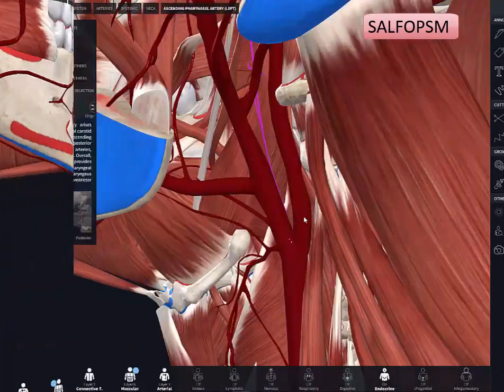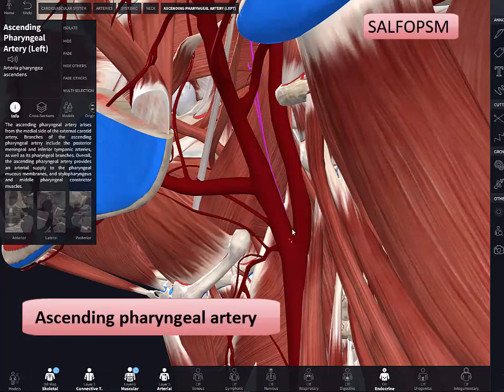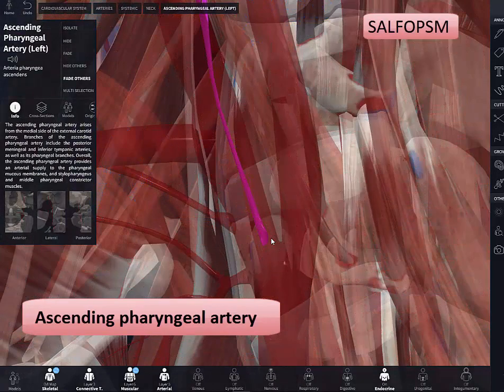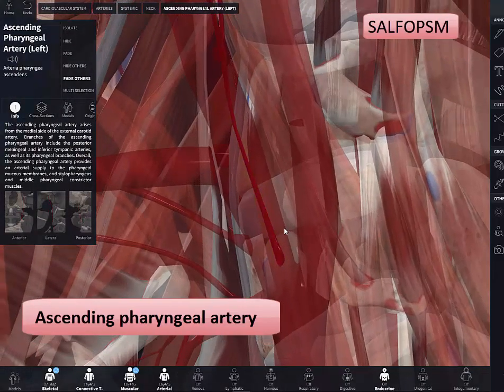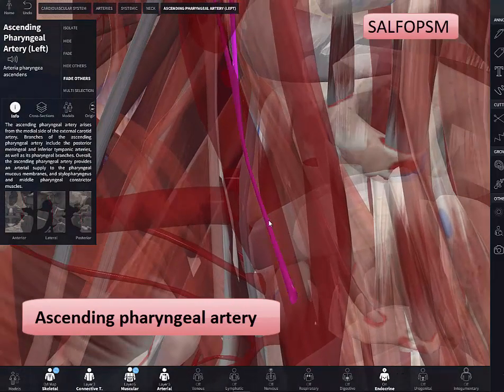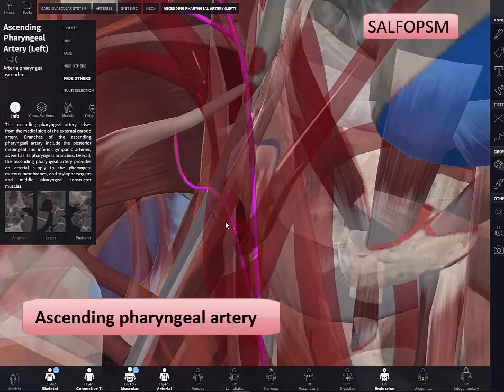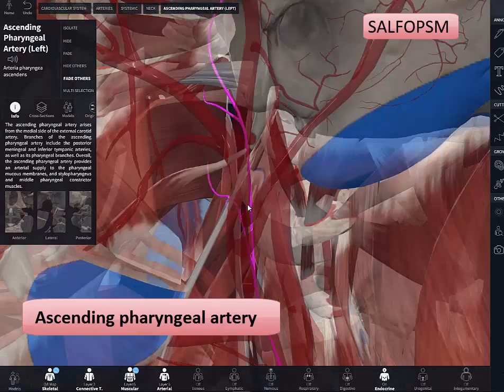The second branch will be called the ascending pharyngeal artery. So now with everything else ghosted, you can see the ascending pharyngeal artery, and this will actually arise from the medial side of your ECA, and branches of this artery, as you can see, the first ones are starting to occur in this region here. They will include the posterior meningeal and the inferior tympanic arteries, as well as, for instance, some branches to the pharynx, so there will be pharyngeal arteries.